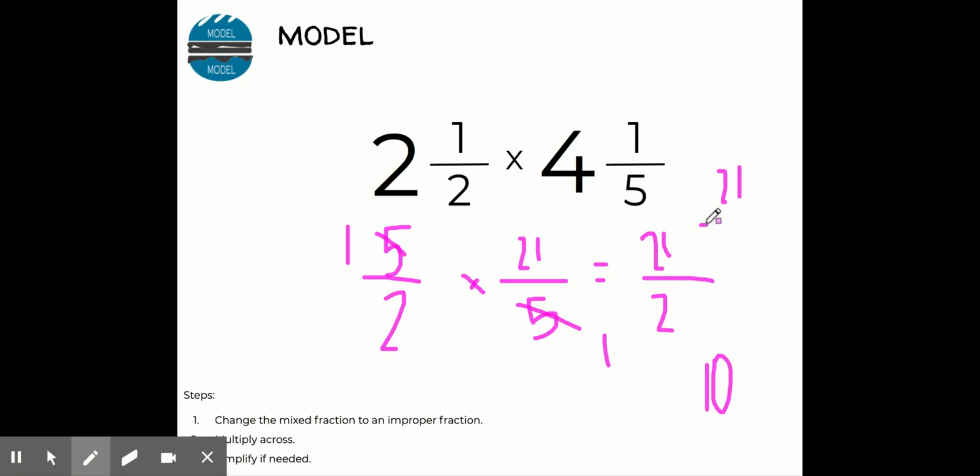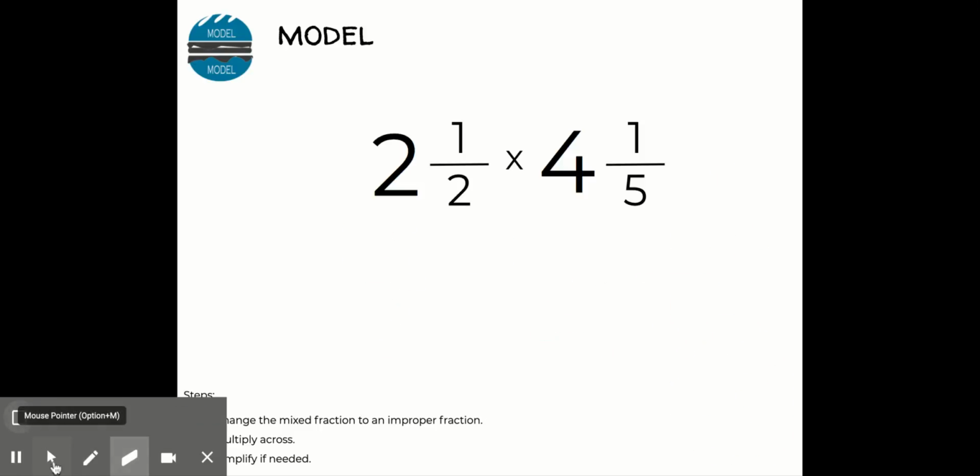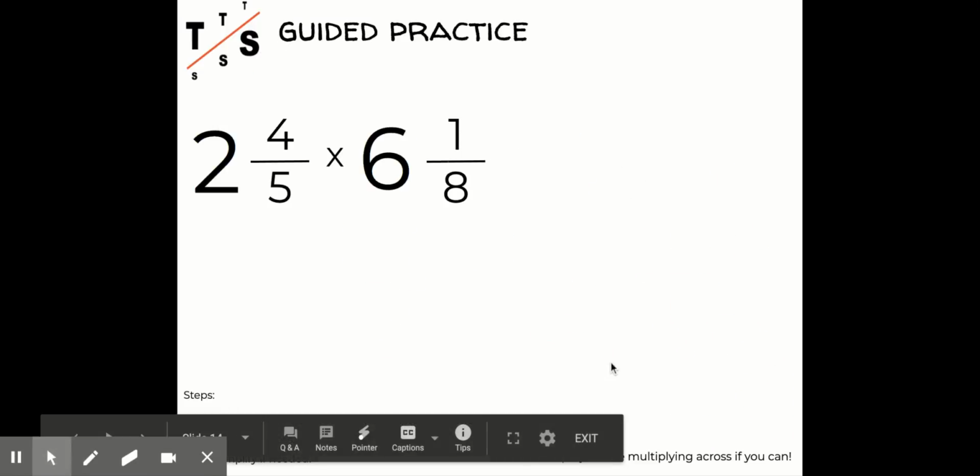21 minus 20 is 1. So that becomes my new numerator, and I keep the same denominator. So my answer is 10 and 1/2. All right, let's try some together. If you want to pause and do them on your own, you can, or you can stick with me and we can do them together.